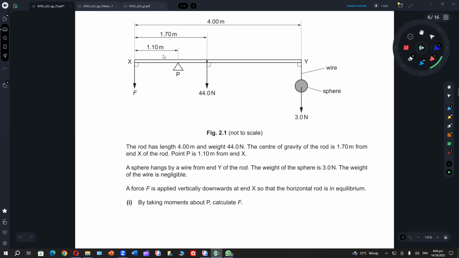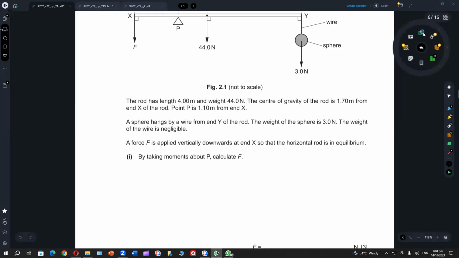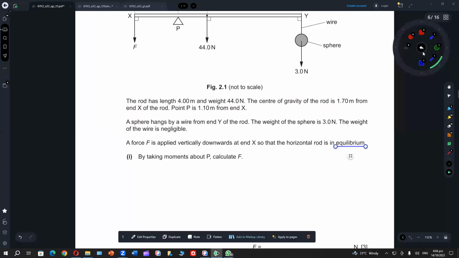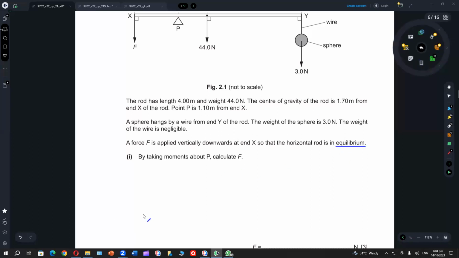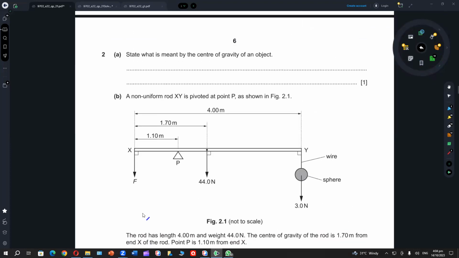In equilibrium means clockwise moment is equal to anti-clockwise moment. A force F is applied vertically downward at end X, so that the horizontal rod is in equilibrium. By taking moments about P, calculate F.